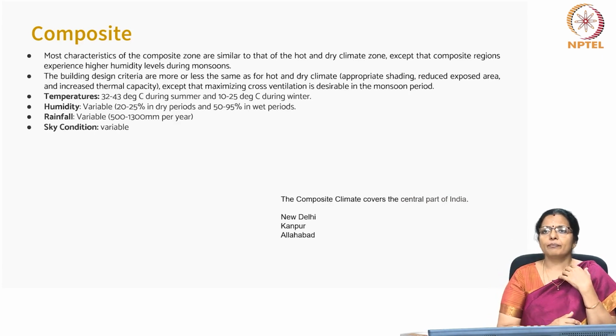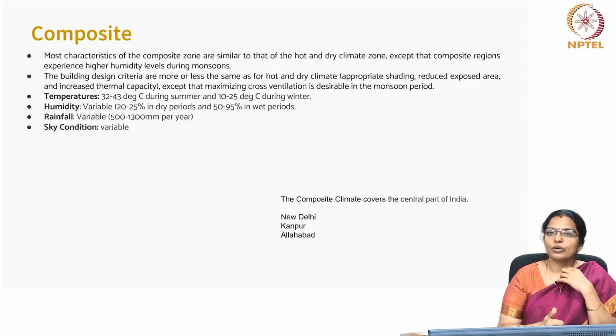For example, temperature in Delhi crosses 45 degrees centigrade during every summer, and their winters are very cold. It goes to 3 or 4 degrees centigrade, whereas the generic climate classification says that during winter, the temperature ranges between 10 to 25 degrees centigrade.